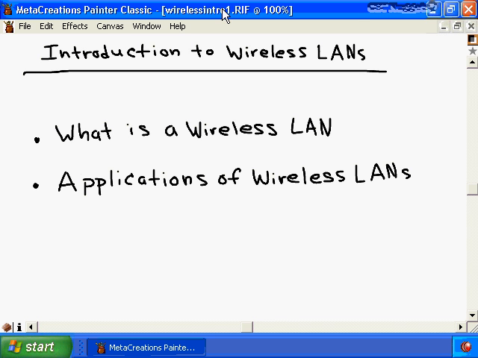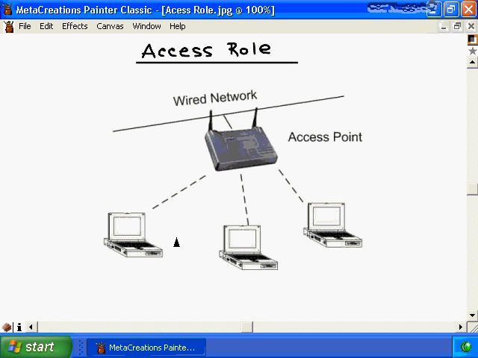So are you ready to get started? Excellent, that's what I love to hear. So first off, what is a wireless LAN? Well, in order to answer that question, we're going to bring up another whiteboard.